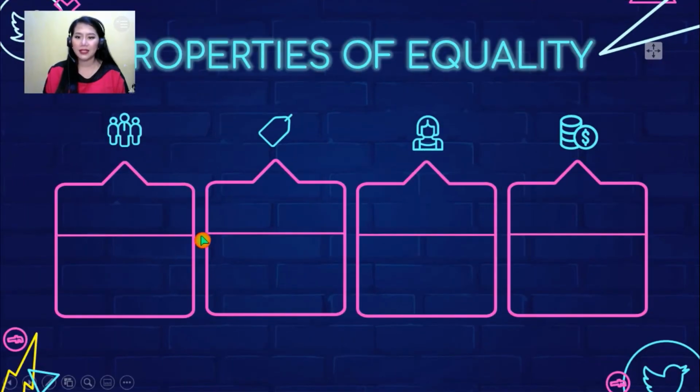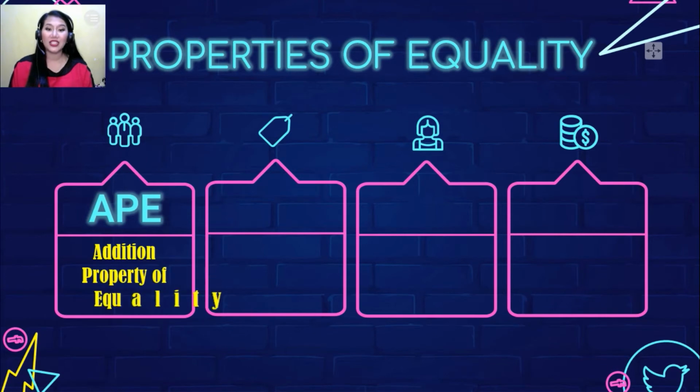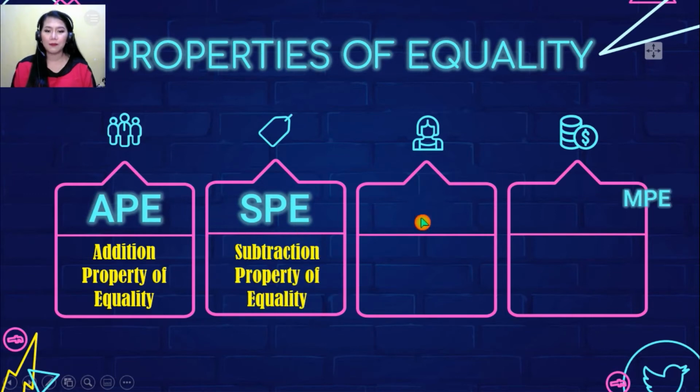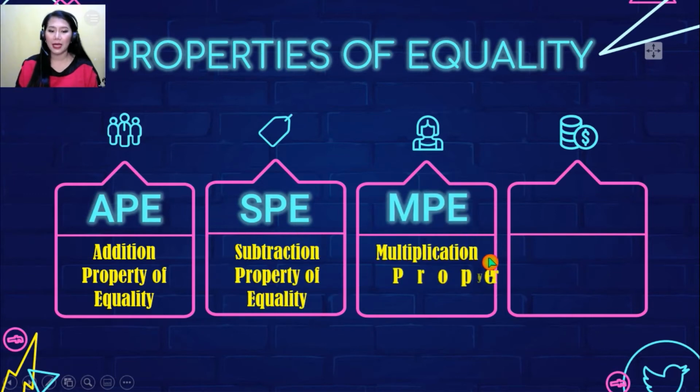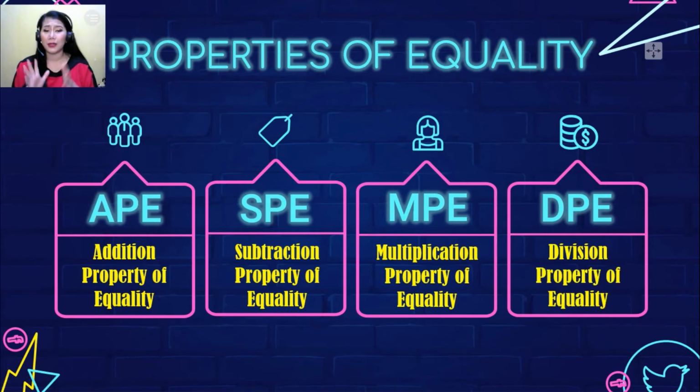Okay, so these are the different properties of equality. We have number 1, the APE or addition property of equality. We have the SPE or subtraction property of equality. We have the MPE or multiplication property of equality. And we have the DPE or division property of equality. Now, actually, class, we have a lot of properties of equality that should be discussed, but I only made 4 properties of equality for you.